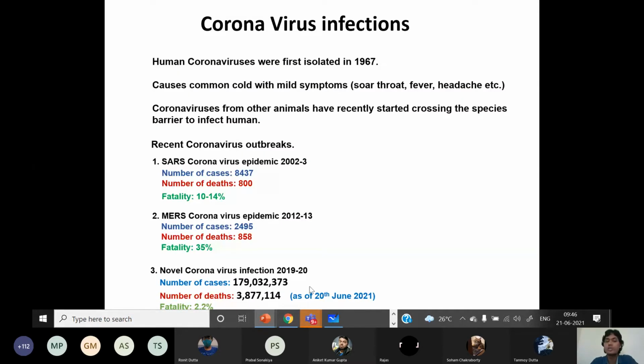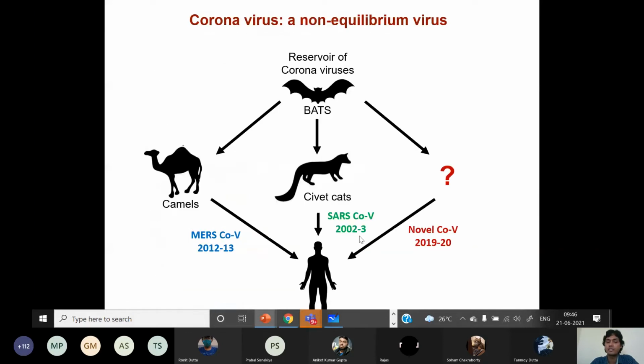Now coronavirus, as I told you, is a non-equilibrium virus. In the case of MERS-CoV, Middle East Respiratory Syndrome, as you can understand from Middle East, the animal responsible for bringing it to humans is the camel, and in SARS-CoV 2002-3 most likely it was the civet cat. So from bat to civet cat and finally to human. Here we put a question mark because of whether it came directly from bat or through some lab. There are a lot of questions there. I'm not going into that debate now.